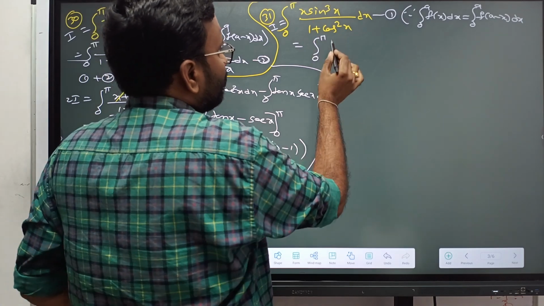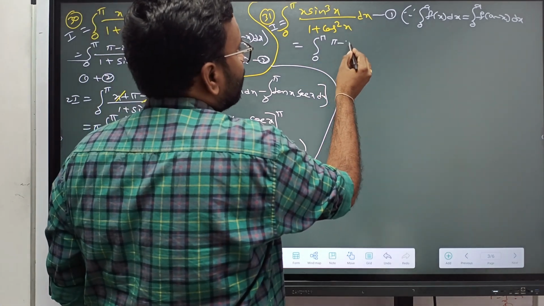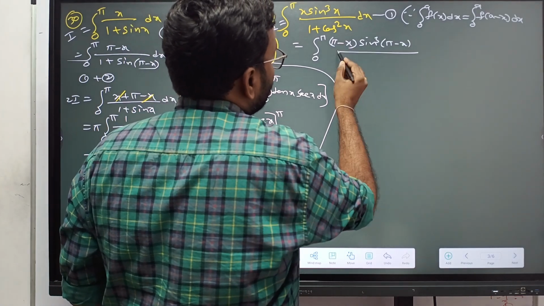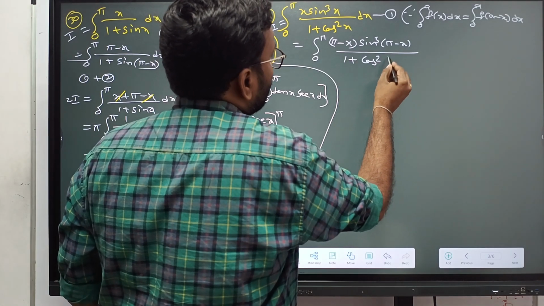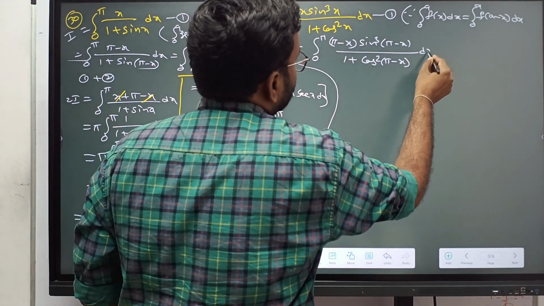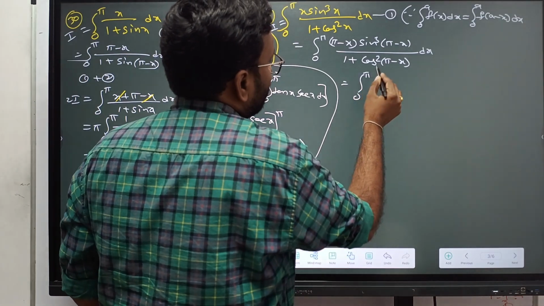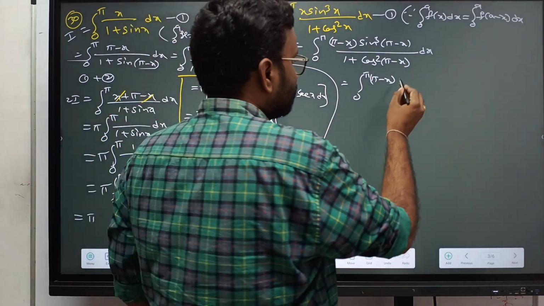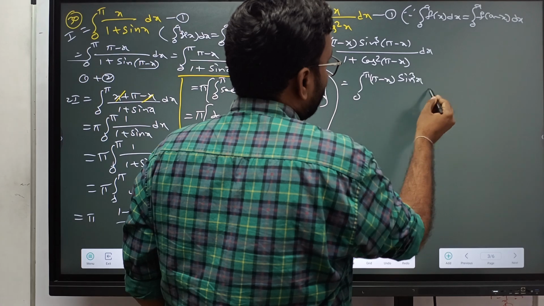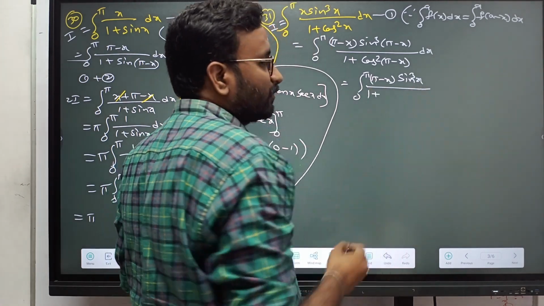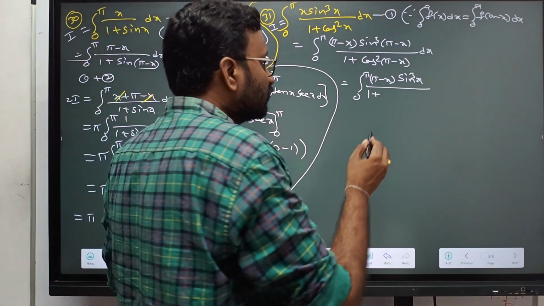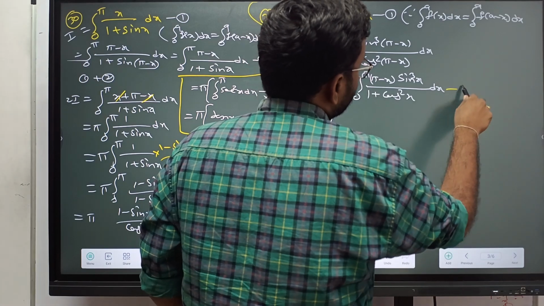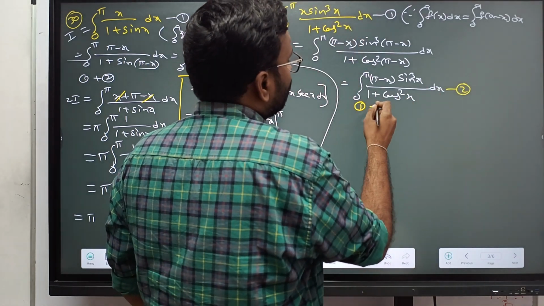f of a minus x will be what? Pi minus x into sine cube of pi minus x by 1 plus cos square of pi minus x, into dx, which is equal to integral 0 to pi. Pi minus x is as it is. Sine of 180 minus theta is sine theta only, so it will not change, that is sine cube only. Sine cube x by 1 plus cos of 180 minus theta is minus cos theta, but the power is even, so you will get the same only, cos square x into dx. Equation number 2.